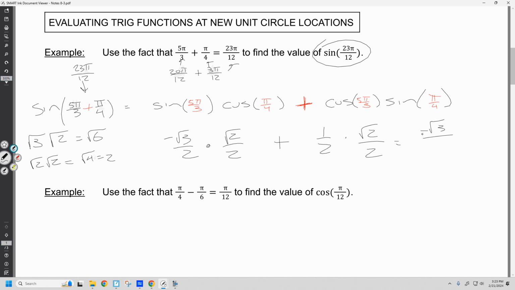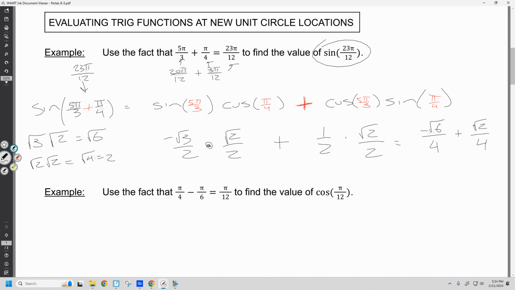Don't forget, that's a 6. Don't forget to multiply the denominators together. We are multiplying fractions, so we have to take a half of a half. So we get a fourth. So I get negative root 6 over 4. Then we get 1 times root 2 over 4. And we get that.